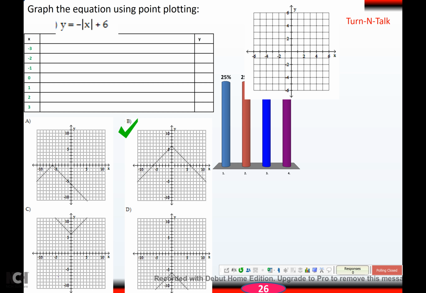And hopefully you got B. Again, plug these in. You'd have Y equals a negative absolute value of negative 3 plus 6. This is positive 3, but you still have this negative touching it. So then you have a negative times a positive 3, plus 6, which is negative 3 plus 6, which is 3. Okay. Same with here. You'd have Y equals a negative absolute value of negative 2 plus 6. The absolute value is a positive 2, times the negative is negative 2 plus 6, which is 4, so on and so forth. Plot your points and connect.